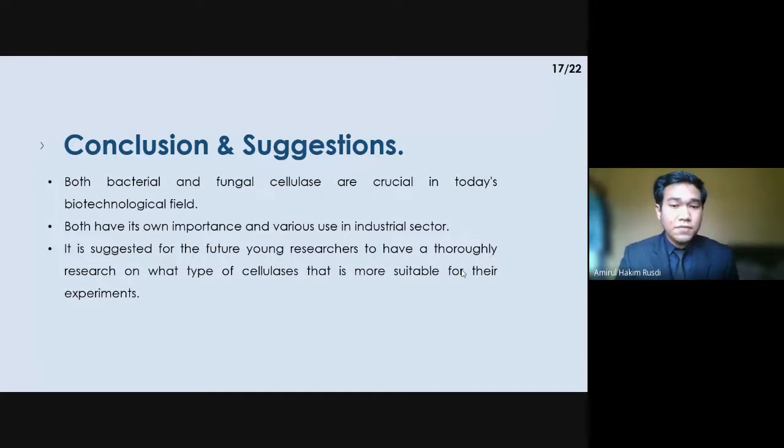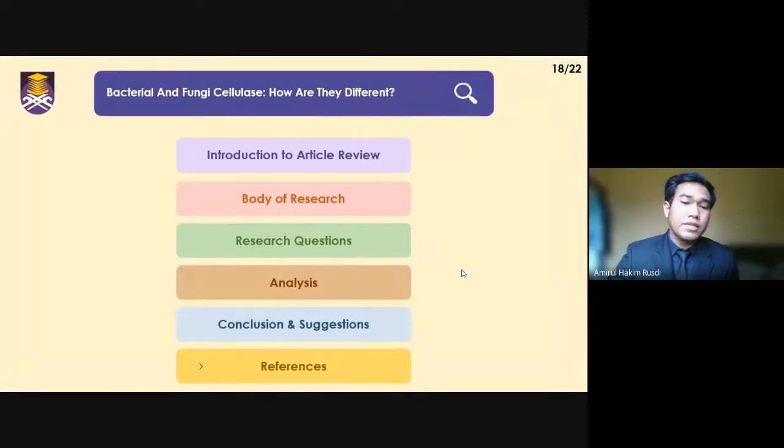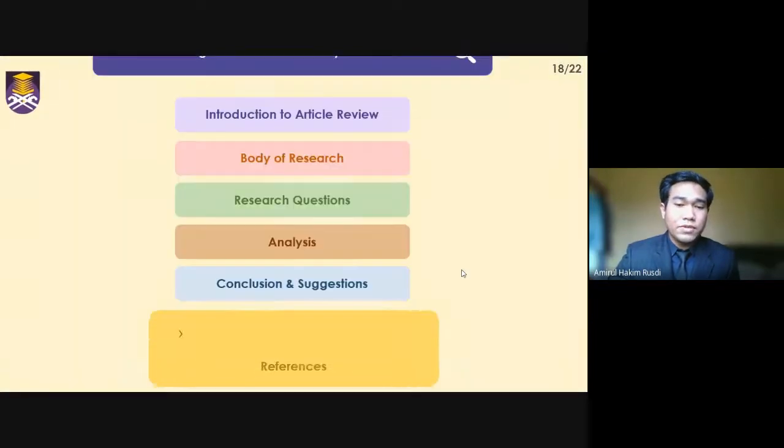It is suggested for future young researchers to do a thorough research on what type of cellulases is more suitable for their experiments. This is important due to the fact that each cellulase produced by different sources varies. Thus, it will have a significant impact on the experiment. Last but not least, here are the references that have been referred to during the article review writing.